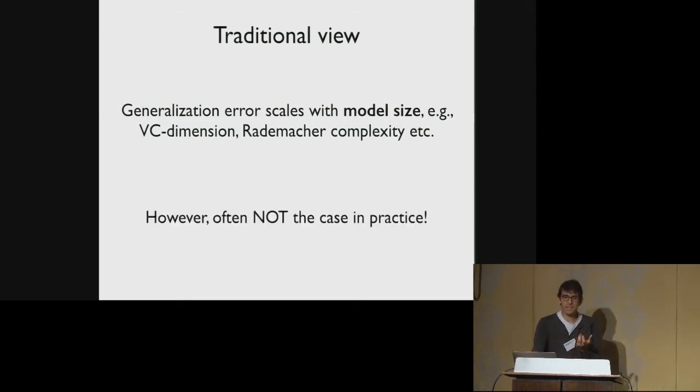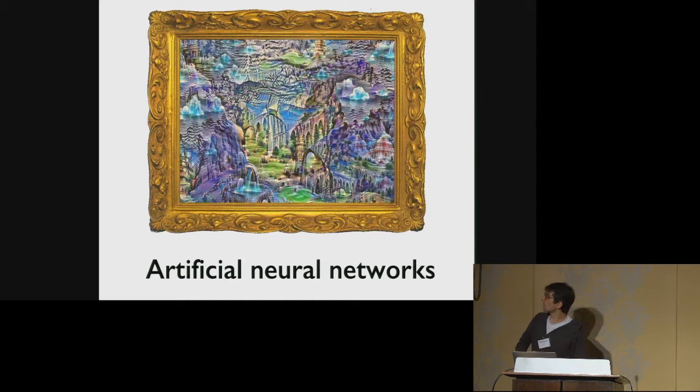But if you look into practice, this is not what's really the dominating factor, or not the explanation for why you have small generalization error. And one area where that really pops up is artificial neural networks. It's responsible for these pictures and many Facebook, iPhone apps I saw this morning.